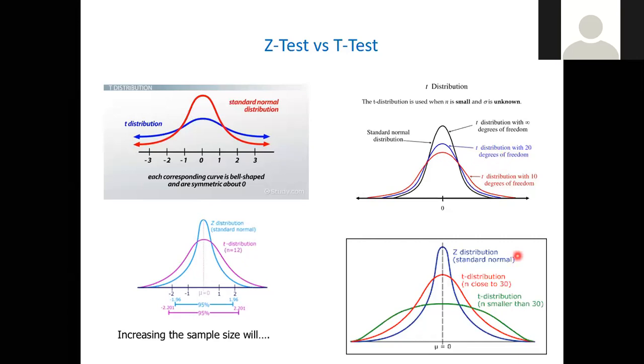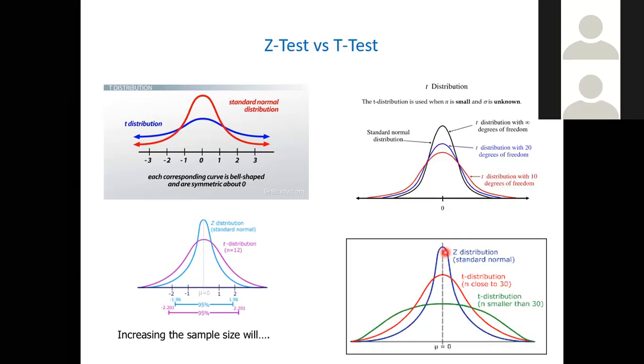Do you get it now? Look at the t distribution where n is close to 30. The sample size has not even reached 30, but once it reaches 30 or more, it's like the normal distribution. So when the sample size increases, the t distribution approaches normal. So you can still use t because t is like z.